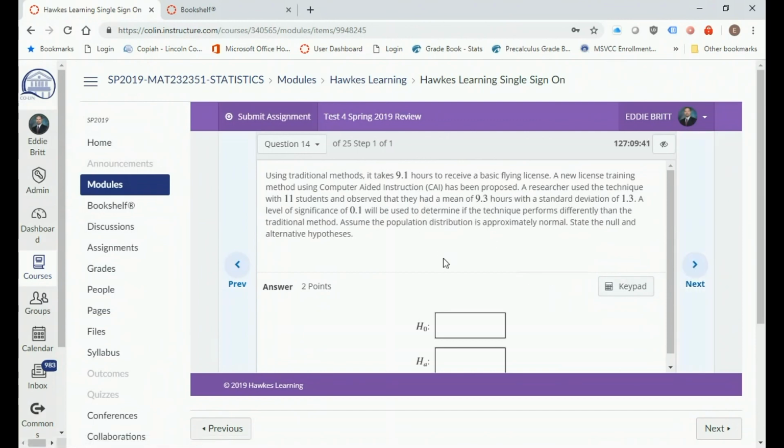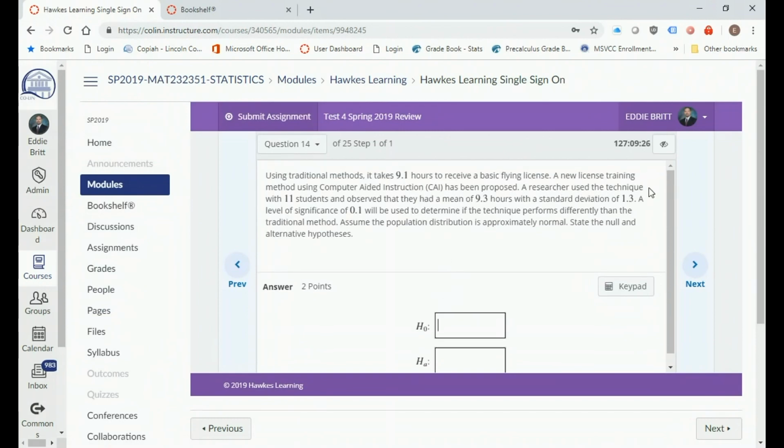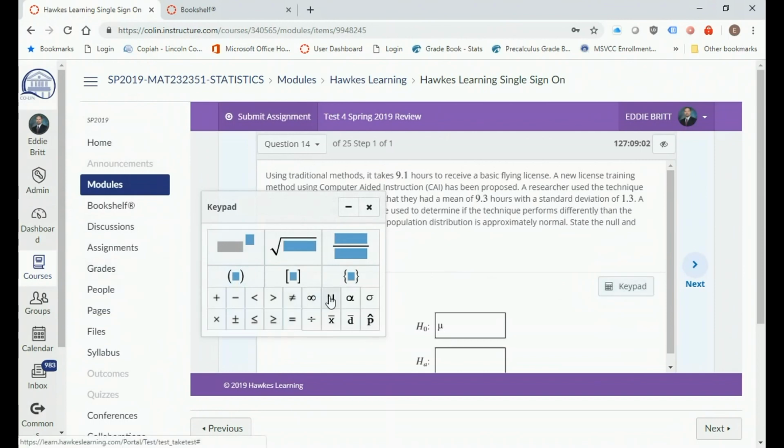All right, here it's asking me to, again, state the null and alternate hypothesis. So what is the claim? It says it usually takes 9.1 hours, and then, let's keep reading, it wants to be determined if the technique performs differently than the traditional method. So it's going to be mu equals 9.1, it's going to be the null. I don't have the mu symbol, so I have to use the keyboard. Mu equals 9.1, and then the one without equality, even though it looks like it has equality, is not equal to 9.1.